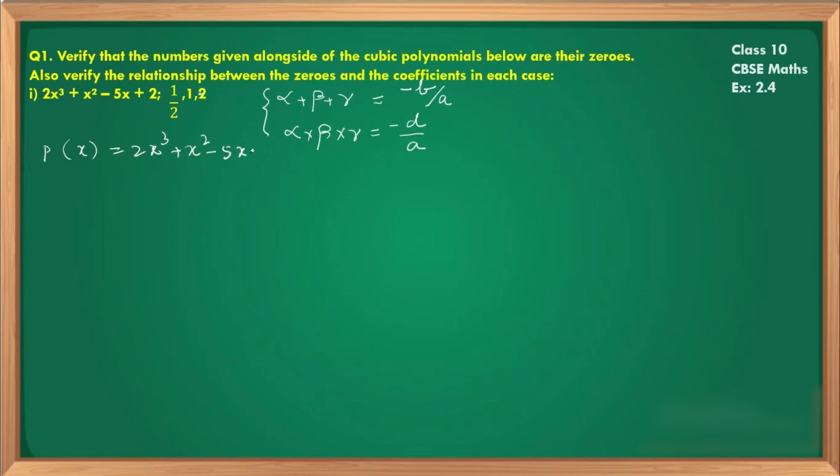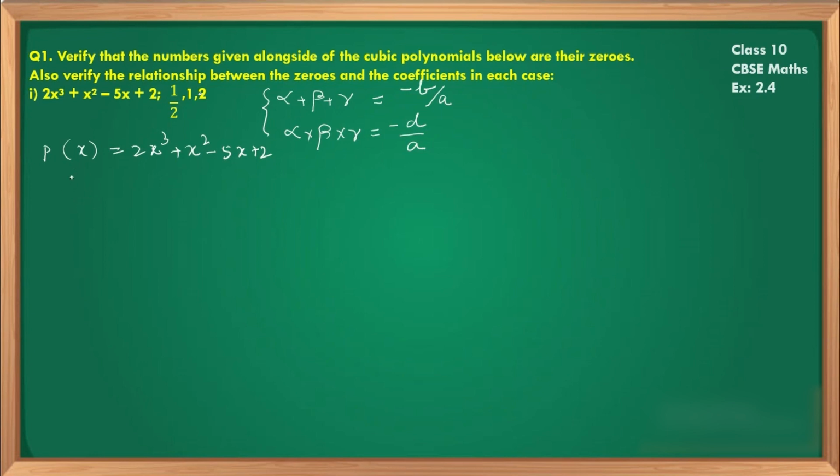Now we will take p of x equal to 2x cubed plus x squared minus 5x plus 2. We have 3 zeros of this polynomial: 1 by 2, 1 and minus 2. We will take them one by one and place each in place of x and see whether this polynomial is equal to 0. If yes, then this is a zero. If not, this is not a zero.